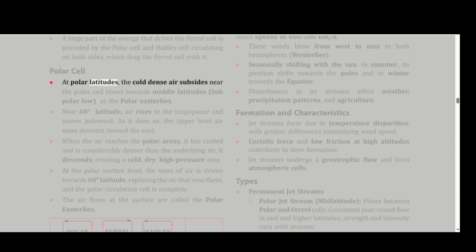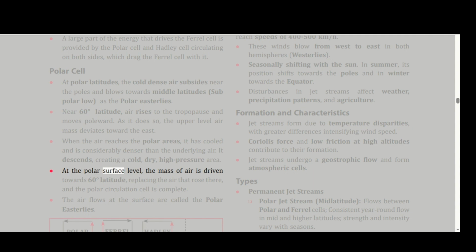At polar latitudes, the cold dense air subsides near the poles and blows towards middle latitudes, the subpolar low, as the polar easterlies. Near 60 degrees latitude, air rises to the tropopause and moves poleward. As it does so, the upper level air mass deviates toward the east. When the air reaches the polar areas, it has cooled and is considerably denser than the underlying air. It descends, creating a cold, dry, high-pressure area.